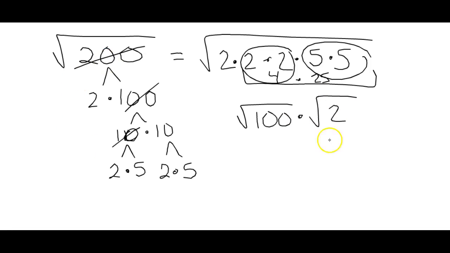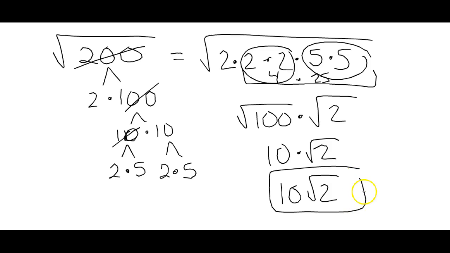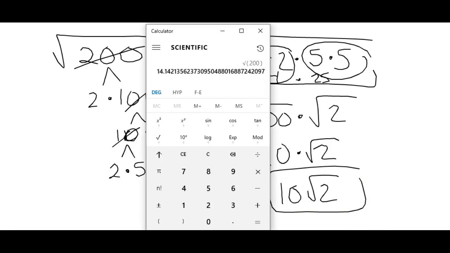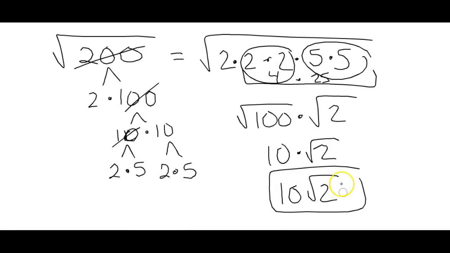So the reason we go through that whole process and the reason we pick these groups of 2 is because when you multiply only groups of 2 back together, you get a perfect square. We can take the square root of 100, that is 10. So you're left with 10 times square root 2, or 10 square root 2. That is the exact answer. If we plug it into a calculator, so remember the square root of 200 is this 14.14. If we do square root of 2 times 10, we get the same answer, 14.14. It's just written in its simplified format.